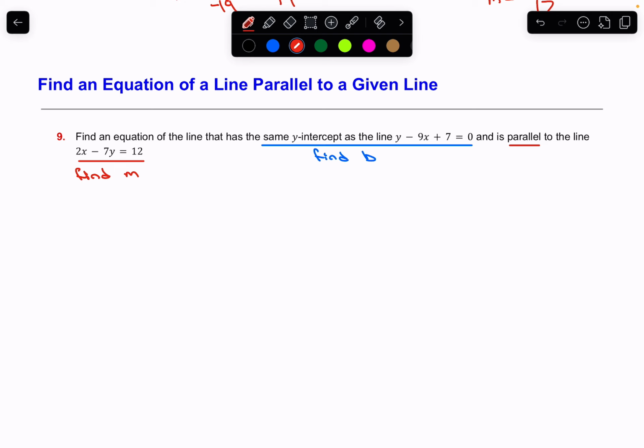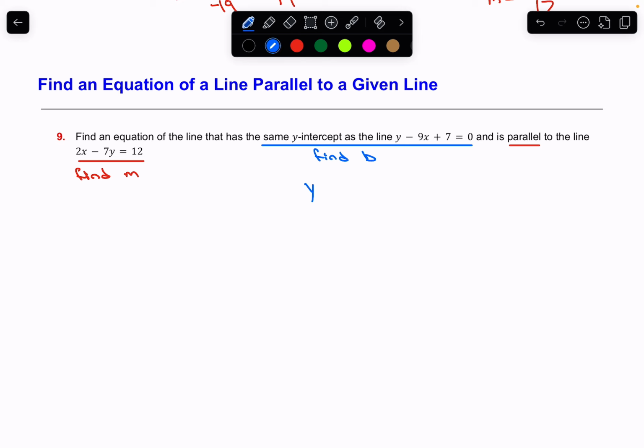Okay, so from the red line, we need its slope. That way we can use that slope for our new equation. And from the first line, we need the b value, because that represents the y-intercept. That way we can find our new equation with the new y-intercept. So what I'm going to do with both of these lines is write them in slope-intercept form.